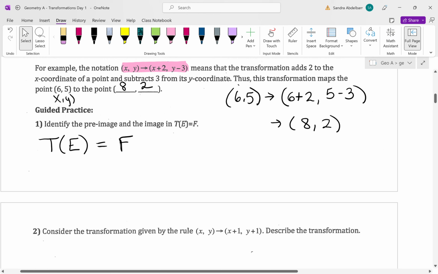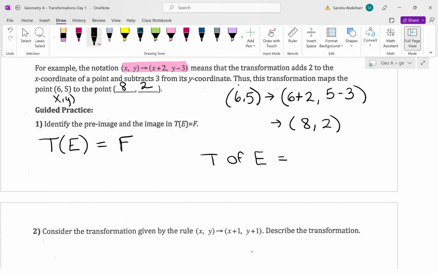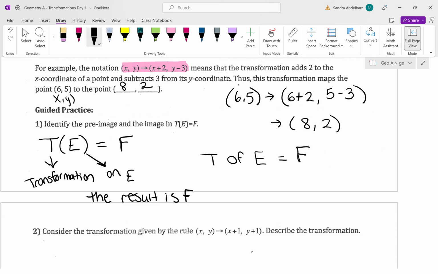Okay, so the way we read this is T of E equals F. What this is telling us is that T is our transformation, and we are performing the transformation on E, and then the result is F.